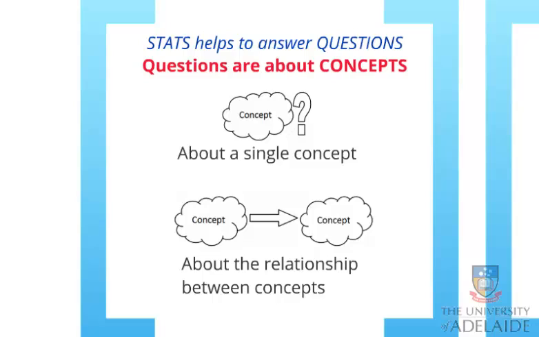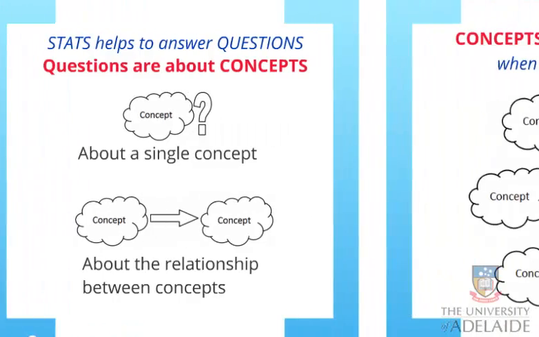First, stats helps to answer questions. That's what it's for. And the questions it answers begin by being about concepts. So your research question that you're going to use statistics to help you answer is usually about a single concept, such as how much potassium is there in a banana, or about the relationship between concepts, such as does the variety of banana make a difference to the potassium that it contains. Most research questions are about the relationship between concepts, and most of them are not about the relationship between just two concepts, but are about the relationship between multiple concepts.